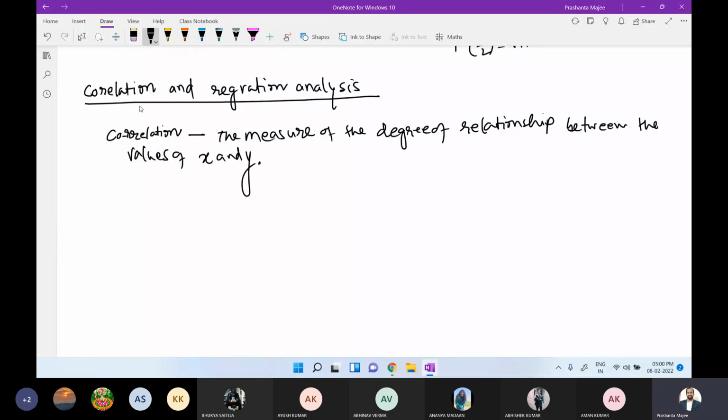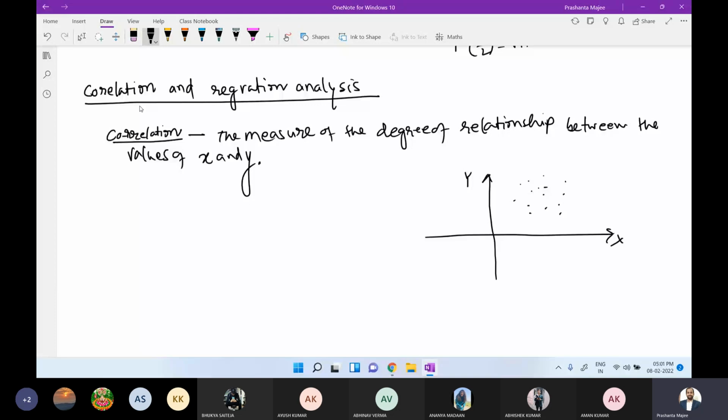Now, what does that mean? You have some set of two-dimensional data. You plot it and observe what is the degree of relationship between the values of x and y. One side is the x-axis, another side is the y-axis. For example, suppose you want to see the relationship between height and weight. Height and weight somehow are related.